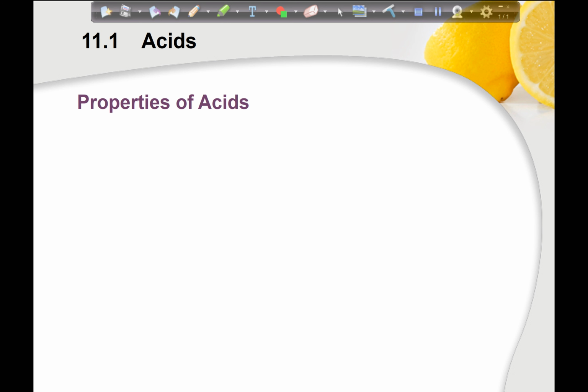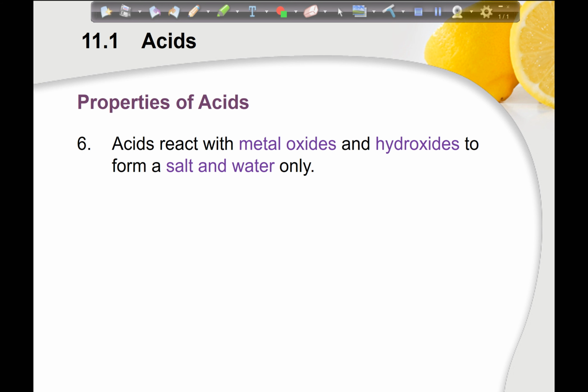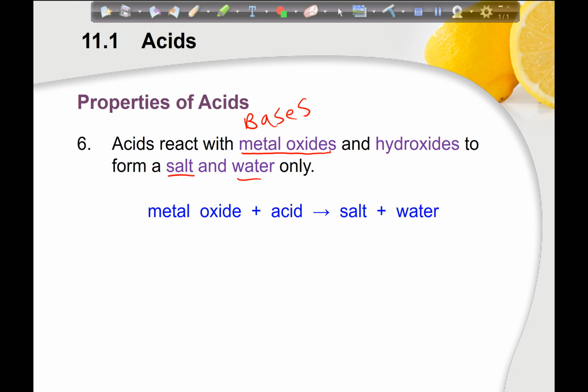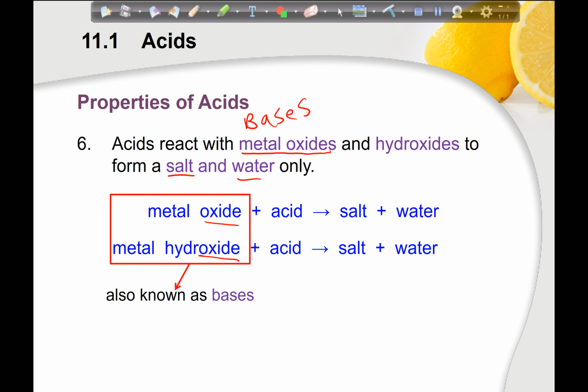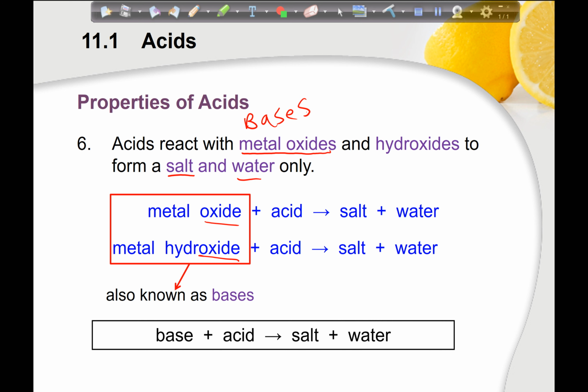Alright, and now this is the last reaction for acids that we need to know. Acid can also react with any metal oxide, also known as your bases, to give you your salt and water only. For example, any oxide with acid will give you salt and water, or any hydroxide, because basically they are all oxides, will also give you a salt and water. So you need to know this is your third chemical reaction.